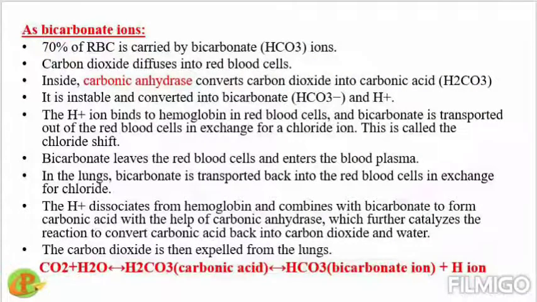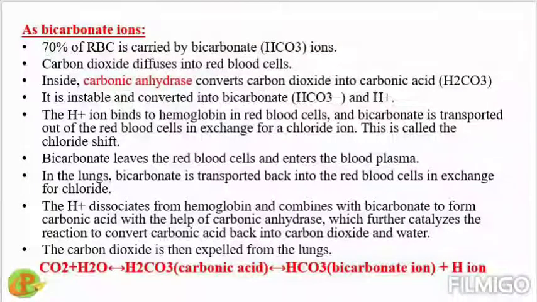That H+ will remain in the RBC, but that bicarbonate ion will come out of the RBC, where from the plasma chloride ion is entering into the RBC. So at a time the bicarbonate ions are coming out of the RBC and chloride ions are coming inside the RBC from the plasma. See, chloride ions are already present in the plasma. This kind of transportation we can call antiport, because two different things are running in different directions. So now in the plasma the bicarbonate ions travel to the lungs.